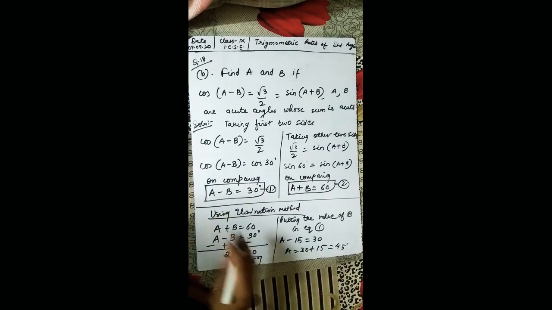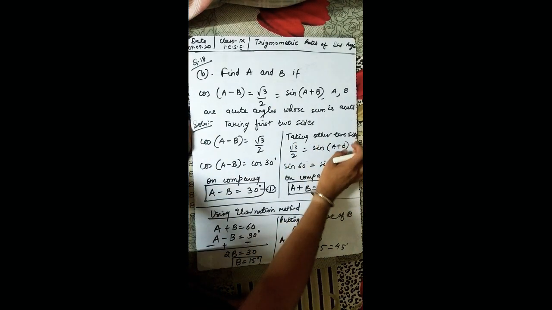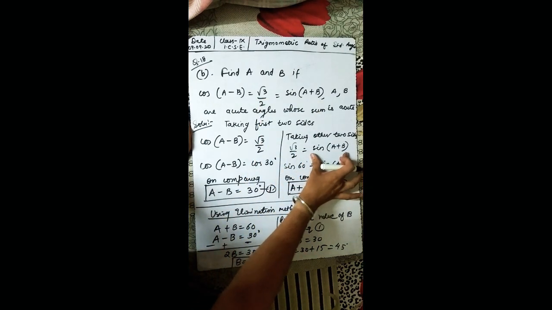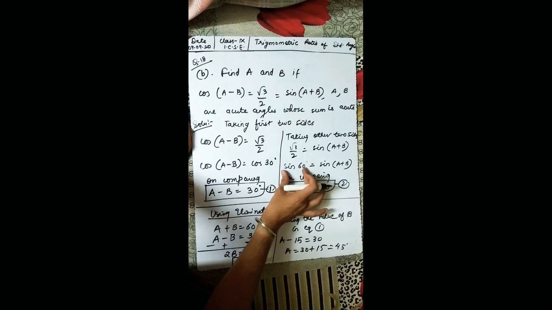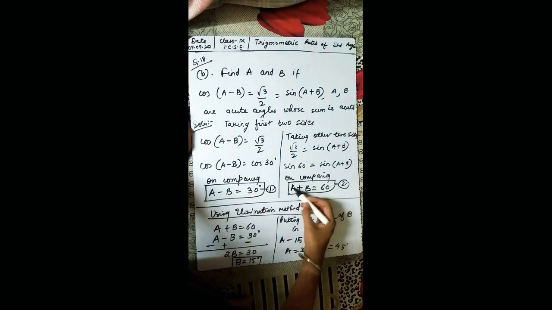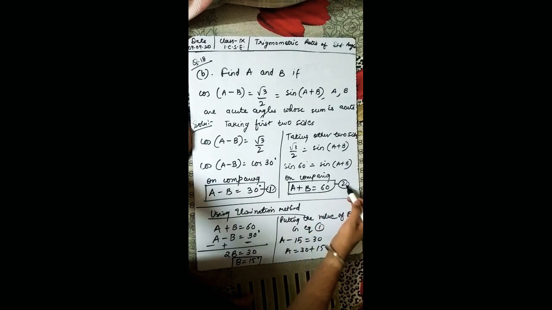Okay, now taking the other two sides. Now let us take these two. Root 3 upon 2 equal to sine A plus B. Root 3 upon 2 is sine 60 degree, equal to sine A plus B. On comparing the sine function, we are getting A plus B equal to 60 degree and give that as second equation. This is the first equation.